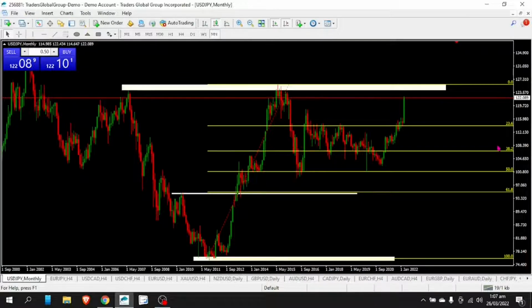And also this 38.2 ratio, we have a support level. The price respected this level a couple of times. And also this 23.6 ratio, we have this pullback and this pullback. It means that our Fibonacci tool is very, very relevant.